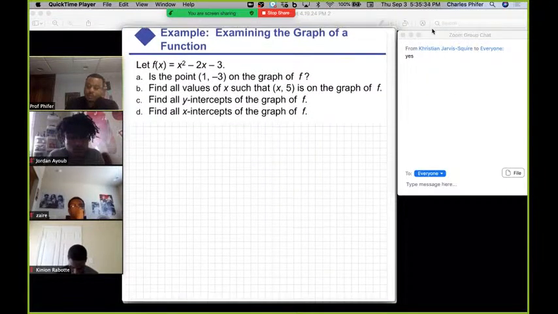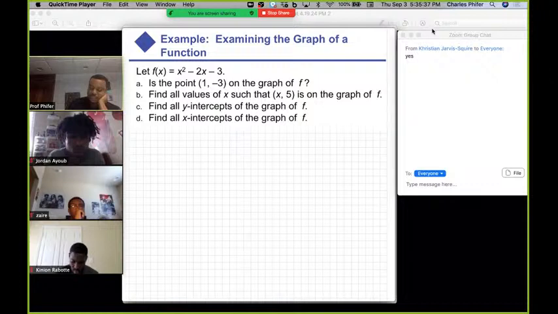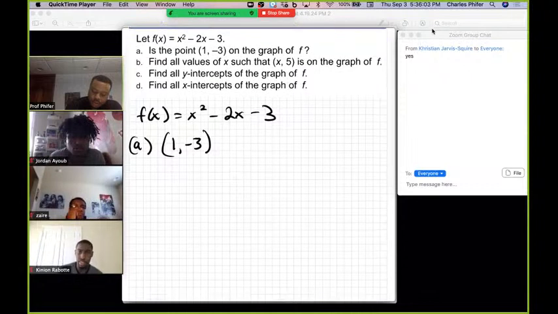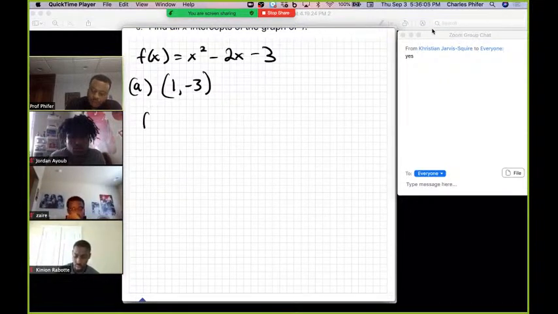So we're going to let f of x be this. Question A says, is this a point on the graph? So let's start by getting a copy of the original. We have f of x equals x squared minus 2x minus 3. Question A asks, is the point 1 comma negative 3 on the graph? So in order for 1 comma negative 3 to be on the graph, basically when x is 1, y should be negative 3.